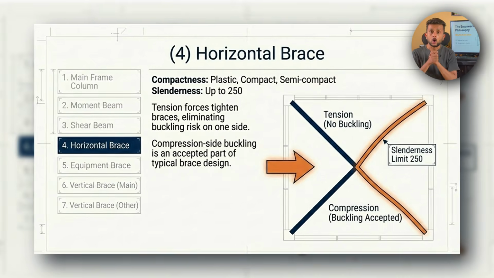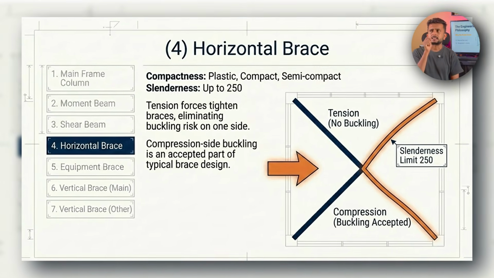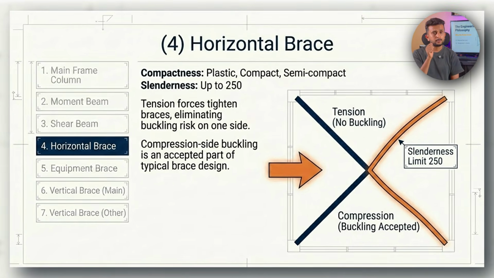Then horizontal braces. Here, the slenderness limit may go up to 250. Why? Because braces in tension don't buckle. When wind hits from the left, the brace goes into tension. It gets tighter, not weaker.